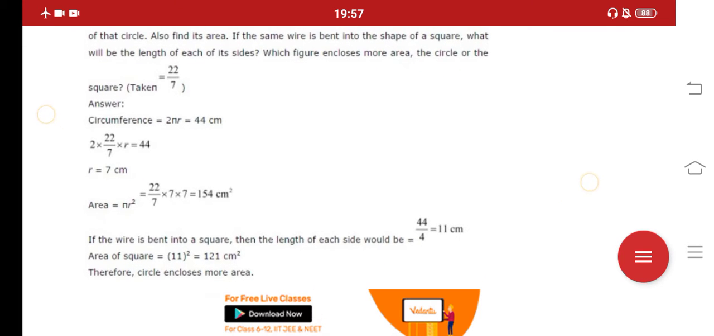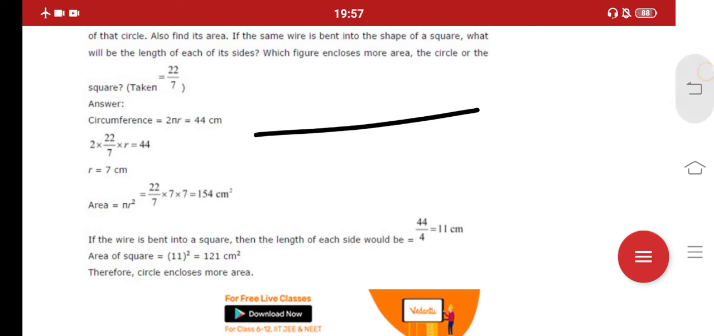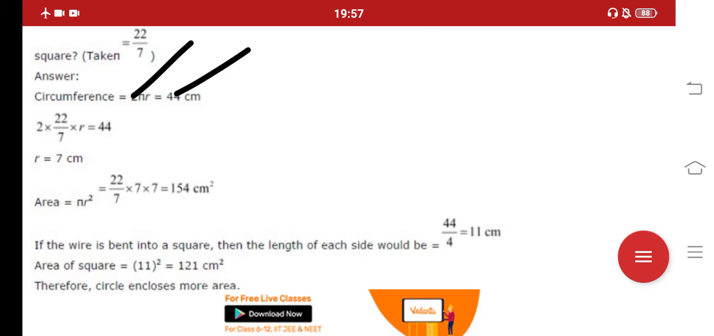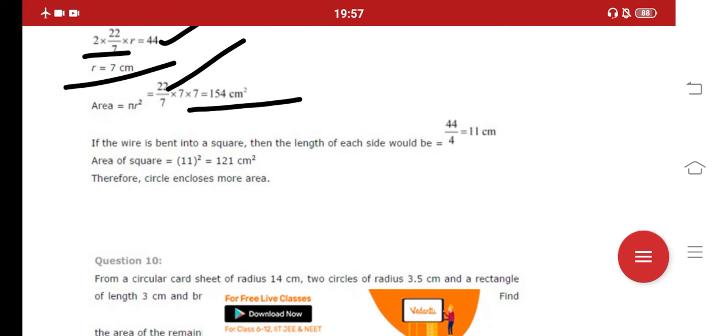Okay. If a wire is bent into a circle, this length is converted into the circumference. So what is the total length? The total length is 44, that is 2πr. We don't know the radius, so 2πr equals 44 because it is already given. From there we can find r. What is our r? That is 7 centimeter. After finding the radius, we can easily find the area, that is πr², which is 154 centimeter square.